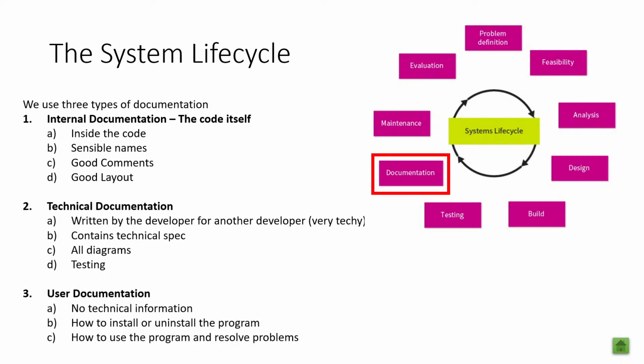And then finally, you've got your user documentation, so how-to guides. So how to install, uninstall, how to use the program, resolve problems, maybe a FAQ, a frequently asked questions section, that kind of stuff. So they're the 3 types of documents that we do have in our software development lifecycle.